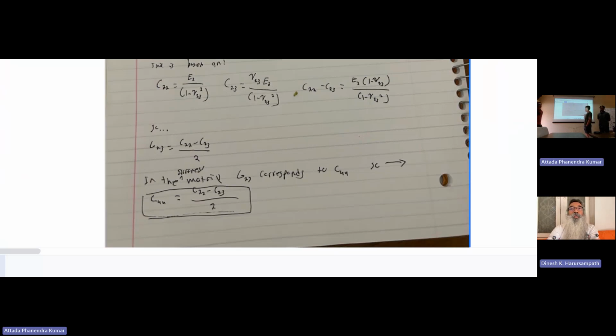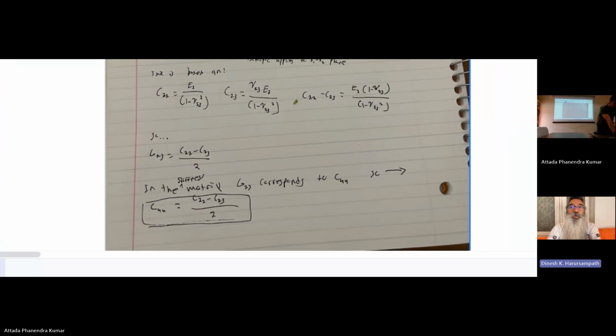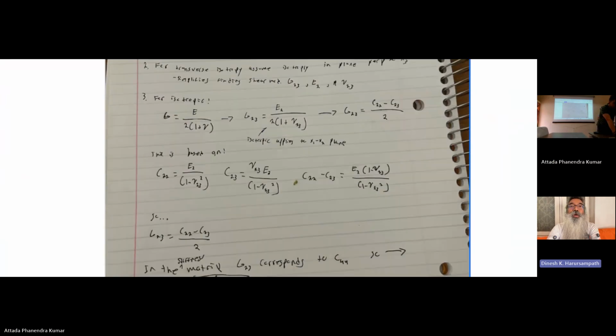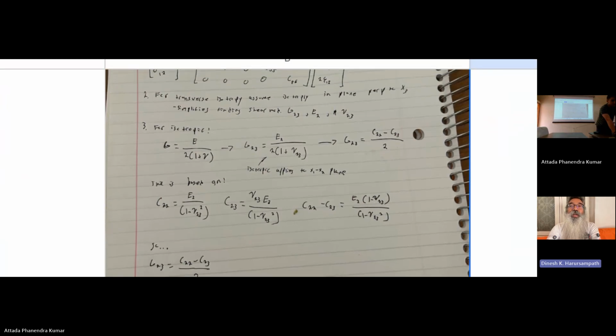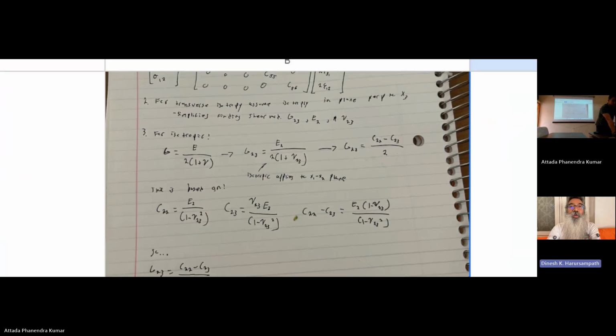Okay. This is a valid derivation, but it's under the assumption that we already know G equal to E by 2 into 1 plus nu. My whole idea was to go back and look at, for isotropic materials, how that is derived in the first place, so not take it for granted. So why is G equal to E by 2 into 1 plus nu? Then you start substituting for the, or generalizing it for the anisotropic material.